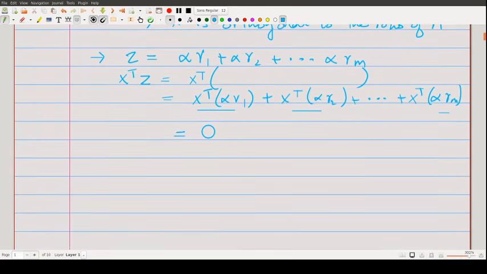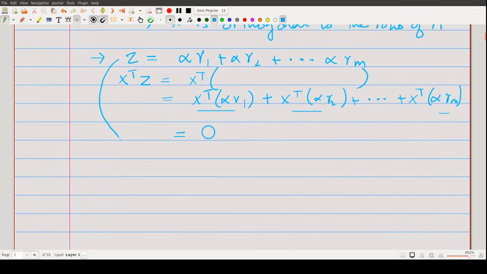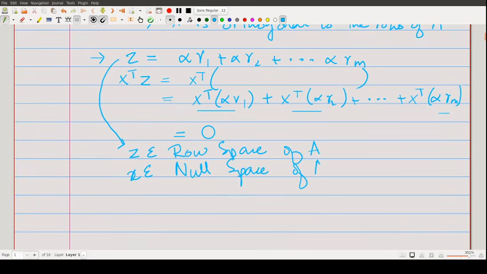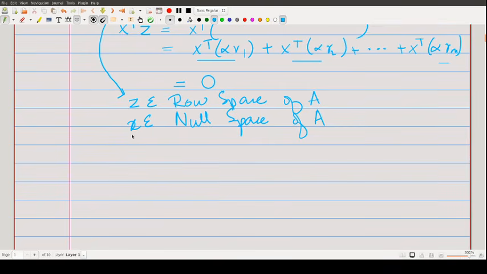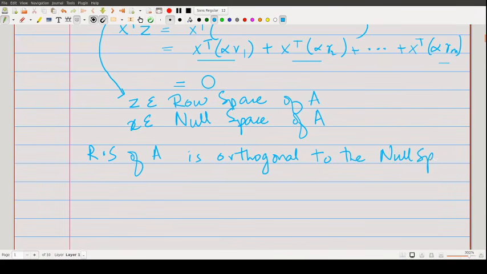Notice that this linear combination z is a member of the row space of A, and x is a member of the null space of A. Every vector x in the null space of A is orthogonal to every vector z in the row space of A. So we can say that the row space of A is orthogonal to the null space of A. Okay, and so that's the general idea.